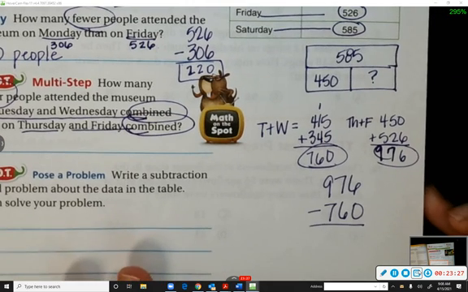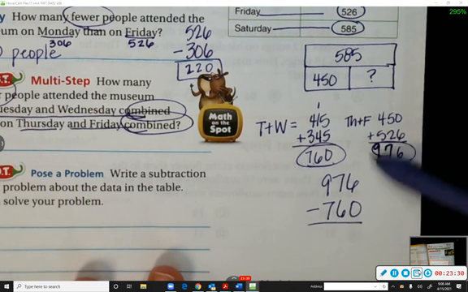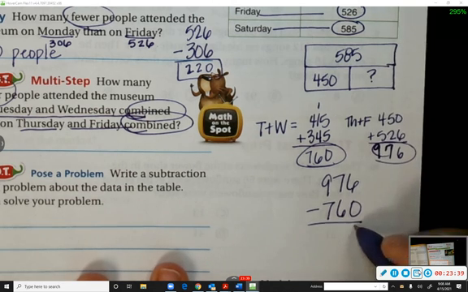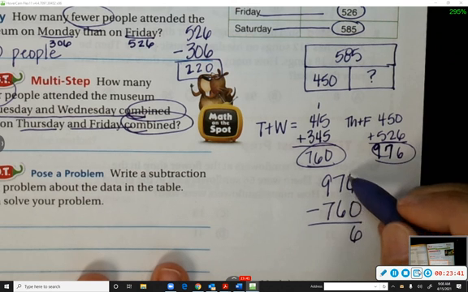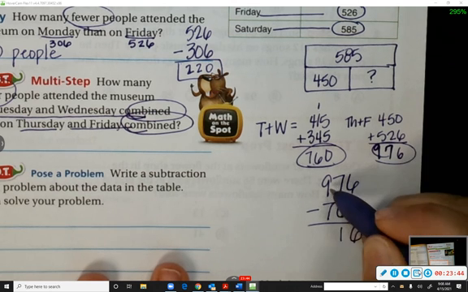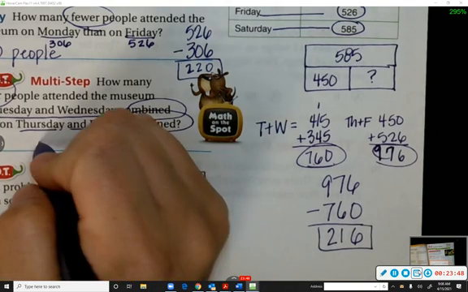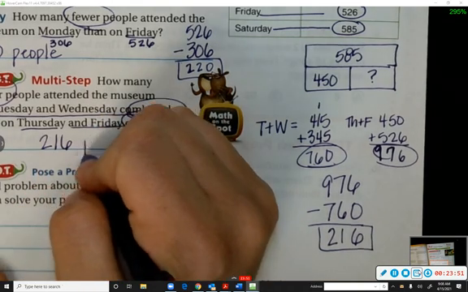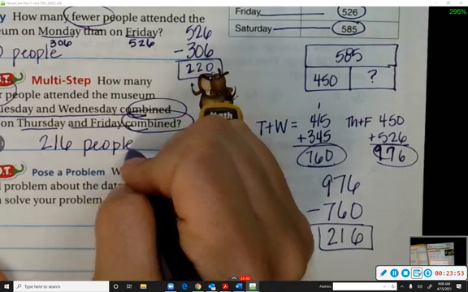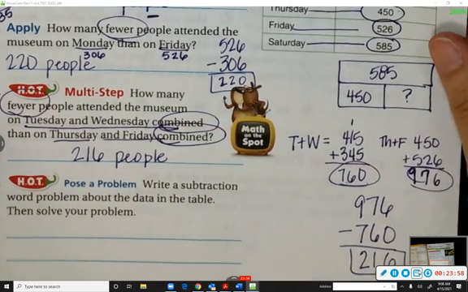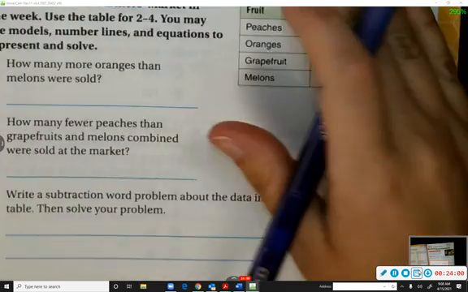Again, they're making it easy on you. There's no borrowing. What is it, Javea? 6 minus 0 is 6. Okay, 216. 7 minus 6 is 1. 9 minus 7 is 2. Any questions so far? No. All right, let's flip the page.